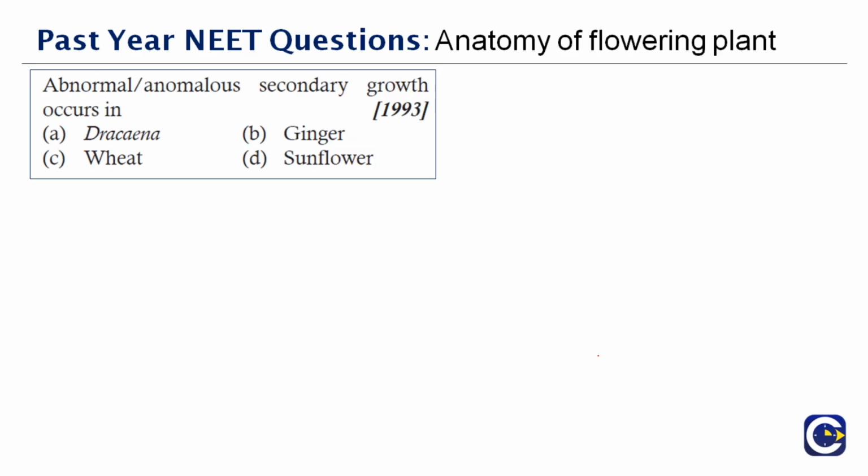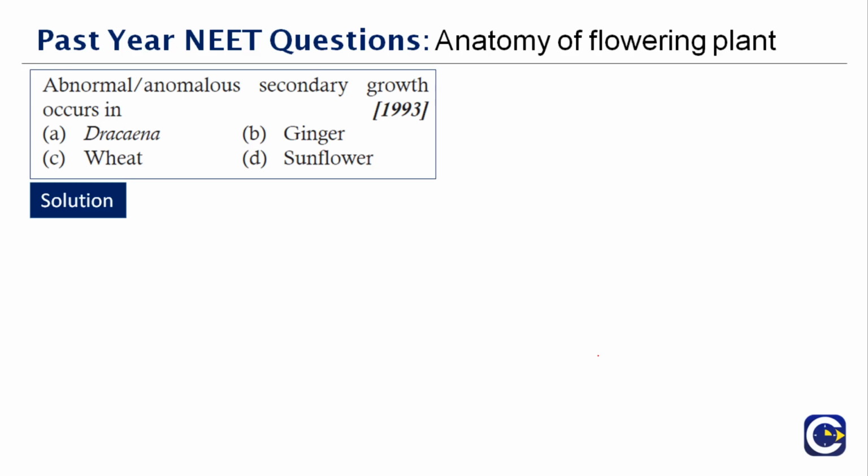Next question here. Abnormal or anomalous secondary growth occurs in dash. So this is a direct question. You don't have much explanation for this. The correct answer is Dracaena. Anomalous secondary growth is mostly found in arborescent monocots. Out of the four, the monocot is Dracaena, which is option A. Other than that, if you want to know what the plant is, of course it's a monocot, all that is fine.